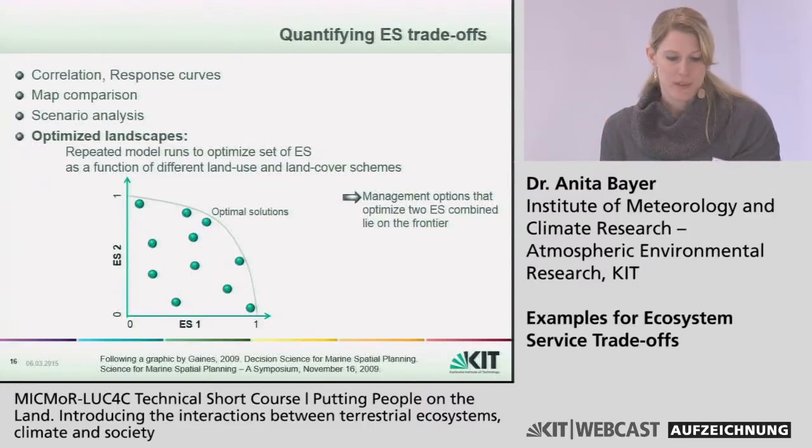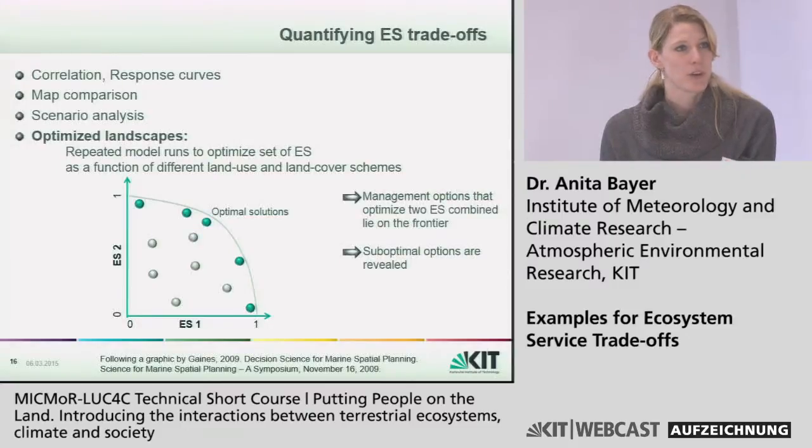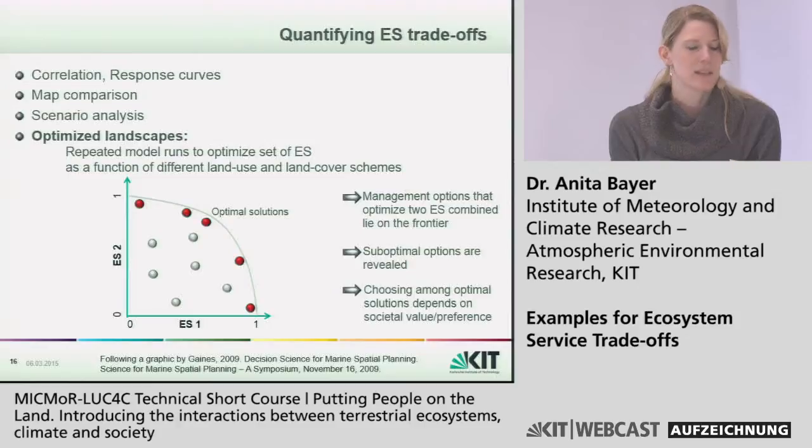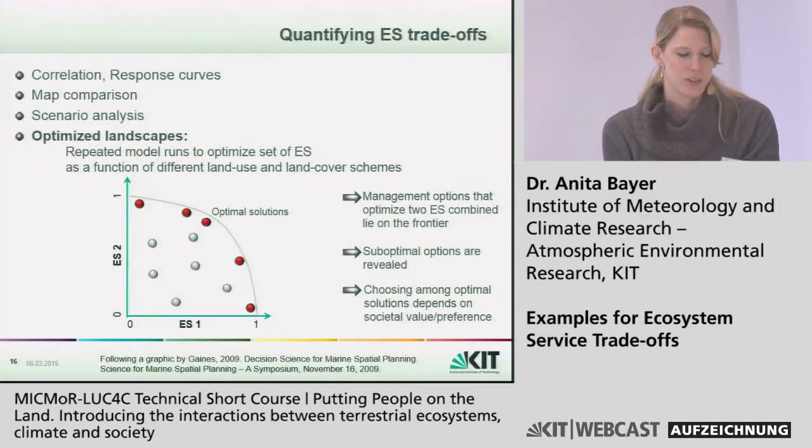So the options that are best for both services are at the frontier, and anything that is below that are actually suboptimal solutions where you could optimize by going and using a different land use scenario. And finally, of these optimal solutions, it depends on the societal preference or the economic value of that good, which one of these solutions you choose. But just from an environmental view, between these two services, these options would actually be the ones that were favored. And you can evaluate that with these optimized landscapes.